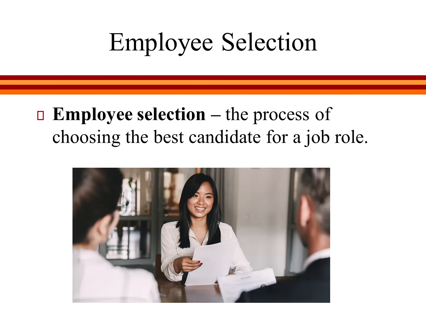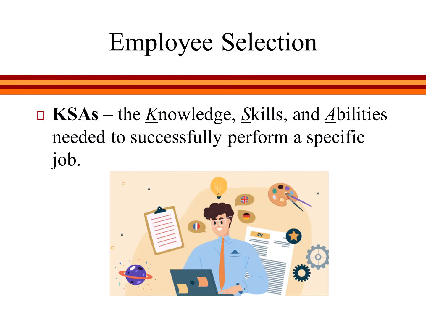But how do employers actually select employees who will be successful for a job in the first place? Employee selection is the process of choosing the best candidate for a job role. To start, employers must first decide what are the demands of the role itself. Often, employers do this by determining a list of what are called KSAs, which stands for the knowledge, skills, and abilities that a person must possess in order to be successful in a particular position.